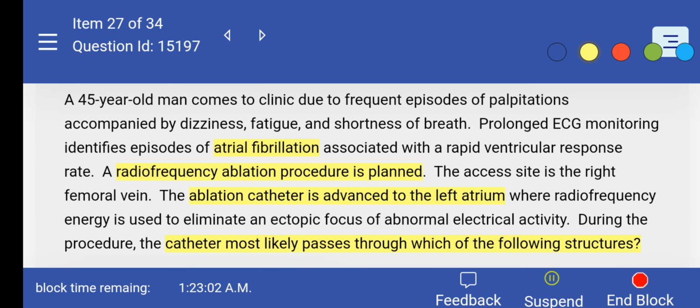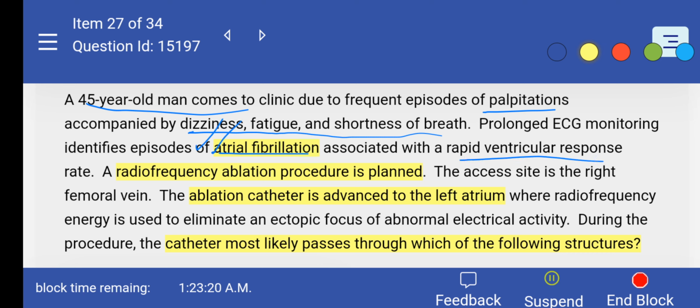So in question number 27, a 45-year-old man comes to the clinic due to frequent episodes of palpitations accompanied by dizziness, fatigue, and shortness of breath. Prolonged ECG monitoring identifies episodes of atrial fibrillation associated with a rapid ventricular response rate.